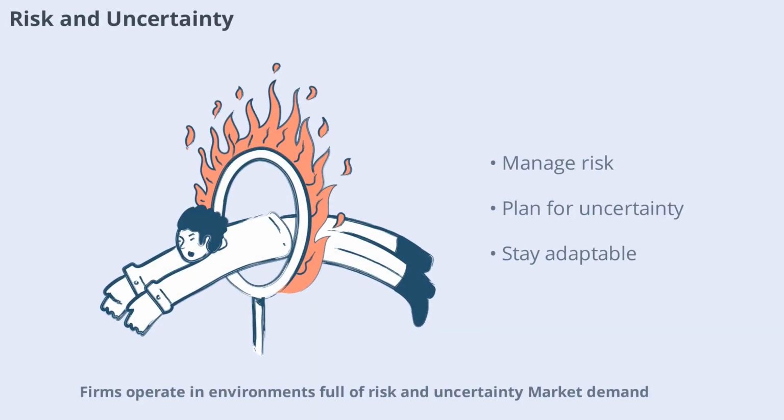Firms operate in environments full of risk and uncertainty. Market demand, input prices, and technological changes can all impact business outcomes. Successful firms develop strategies to manage risk such as diversification, insurance, and flexible planning. Being prepared for uncertainty helps firms stay resilient and adaptable.